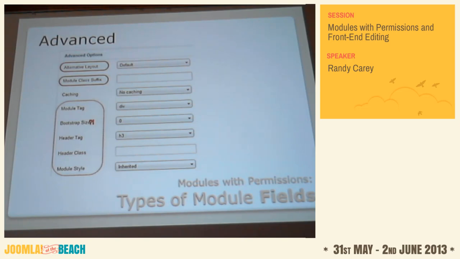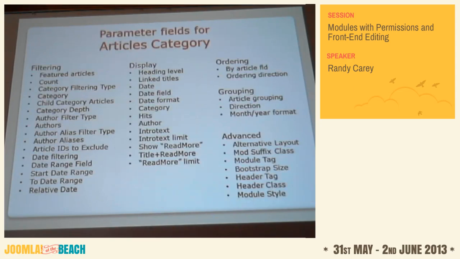Do we want to make those ever available on the front end? It's an art, not a science. Different people have different opinions. Here's the list of all the different fields on the article categories module, broken down by the way they break it: filtering, display, ordering, whatever. And the trick is, if you're providing this for a client, whether you're the module developer or the implementer, you have to decide which of these you want to make available on the front end. And if you're using role-based access levels, do certain ones belong to this role and certain ones belong to that role? You have to decide it, and it's probably for each client.